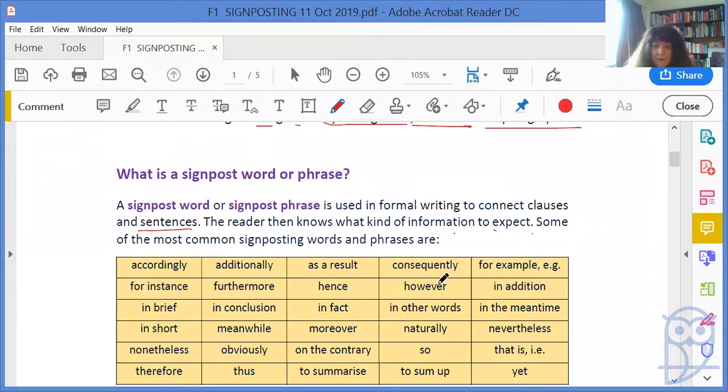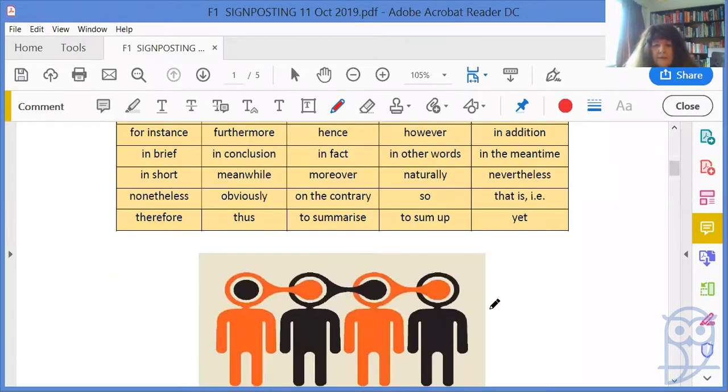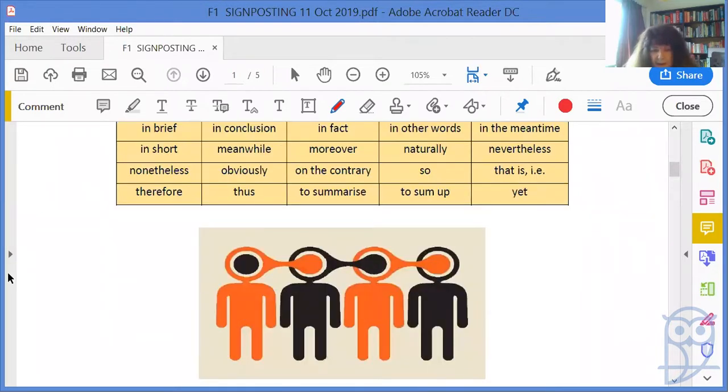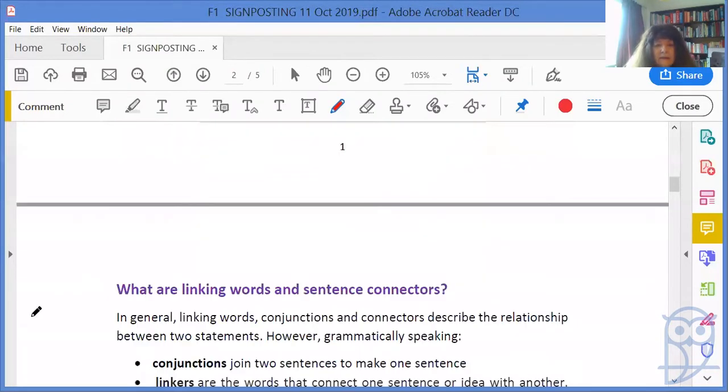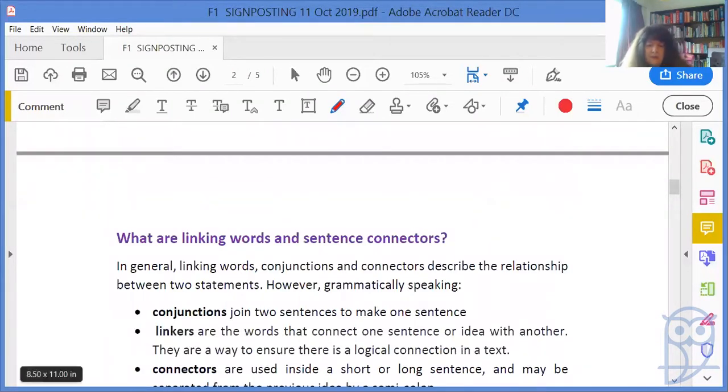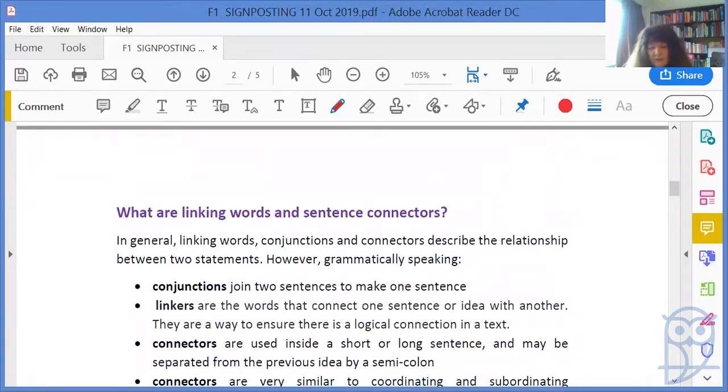You are the driver. You can use those words because you've got to persuade or argue your points. Okay? So everything must be connected. Connect, connect, connect. That's paragraph upon paragraph. Okay? Now, is there any difference between connectors, linking words, signposting, sentence connectors? There is actually not that much difference.